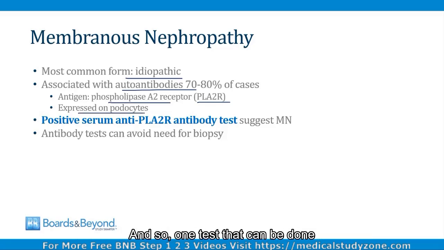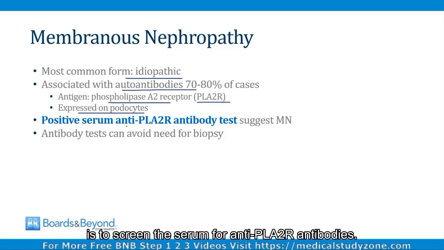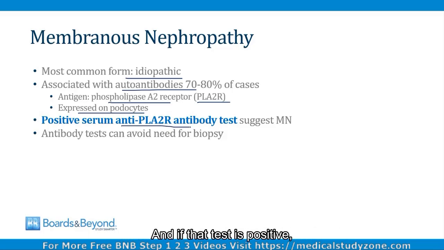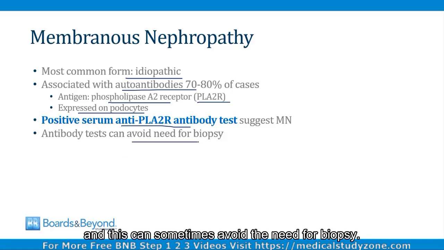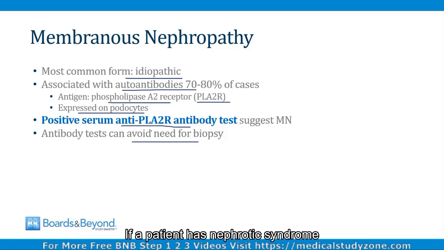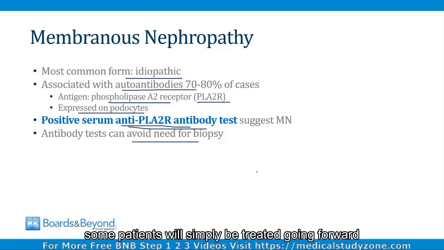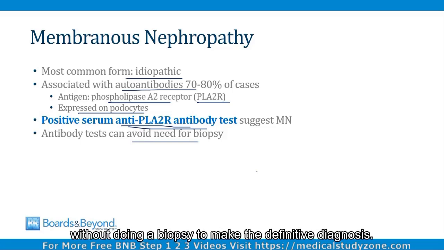And so one test that can be done in patients with membranous nephropathy is to screen the serum for anti-PLA2R antibodies. And if that test is positive, it suggests that the patient has membranous nephropathy. And this can sometimes avoid the need for biopsy. If a patient has the nephrotic syndrome and they have positive antibodies, some patients will simply be treated going forward as if they have membranous nephropathy without doing a biopsy to make the definitive diagnosis.